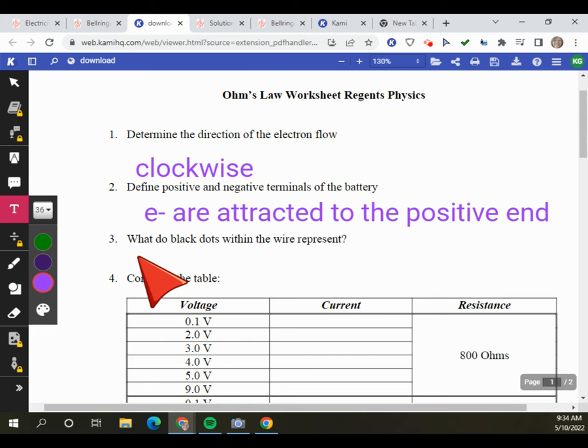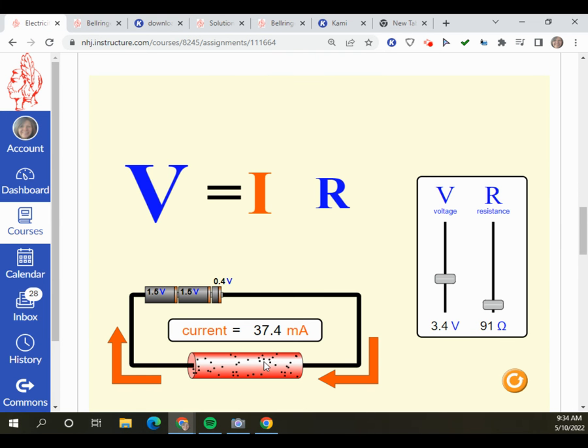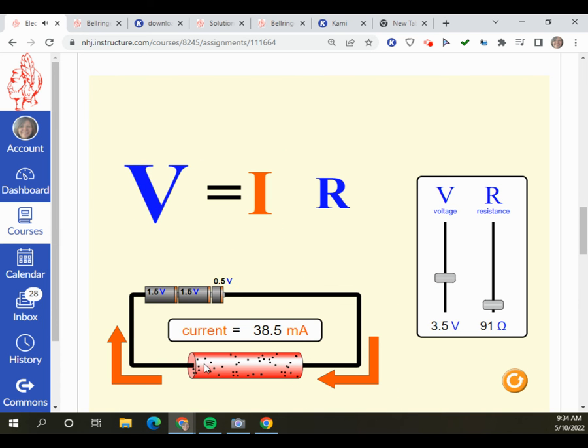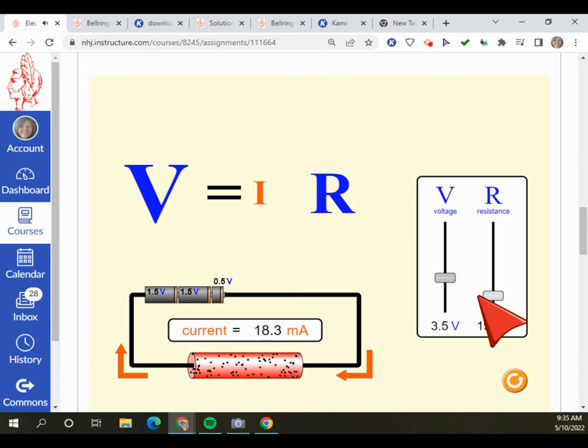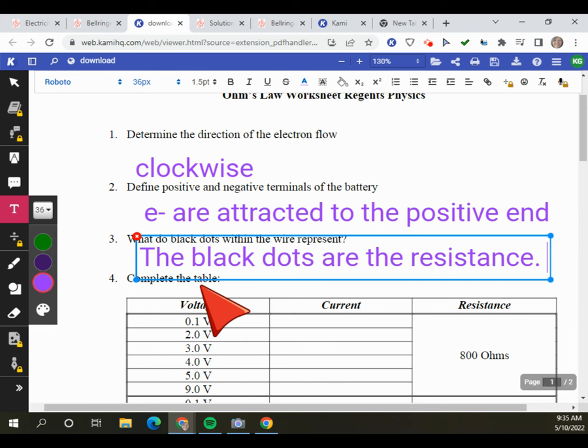All right, what do the black dots within the wire represent? Well, my first thought would be electrons, but let's find out. When I look at this, they don't seem to move at all. Change voltage, nothing changes with the black dots right here in the wire. But I change resistance and I get a lot more black dots. So those black dots must be the resistance of the wire. So we're going to actually write a sentence this time. Black dots are the resistance. We won't make any Star Wars puns. I'll let you do that on your own.